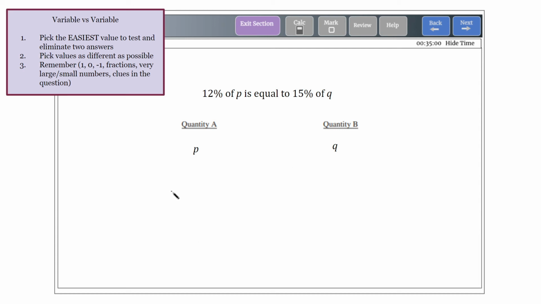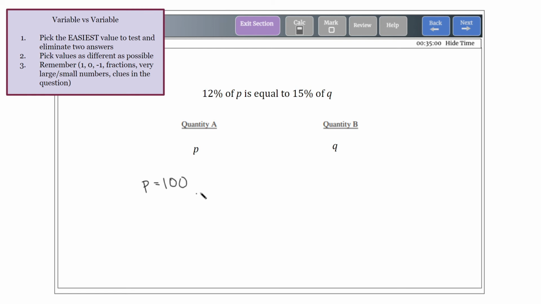So I think some people will probably just look at this and be able to abstract which one's going to be greater, P or Q, just based on the percentages. But let's work through it just to make sure. So what we might do is pick a value for P that would be easy to work with. And I'm going to pick 100. I think 100 is probably one of the easier numbers to work with when you're dealing with percentages.